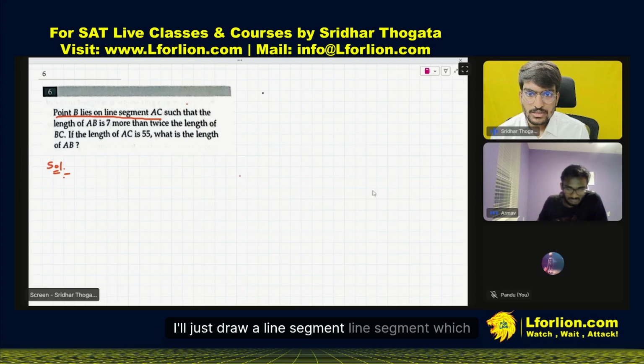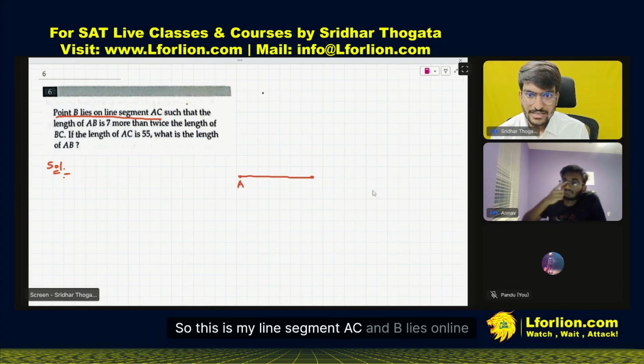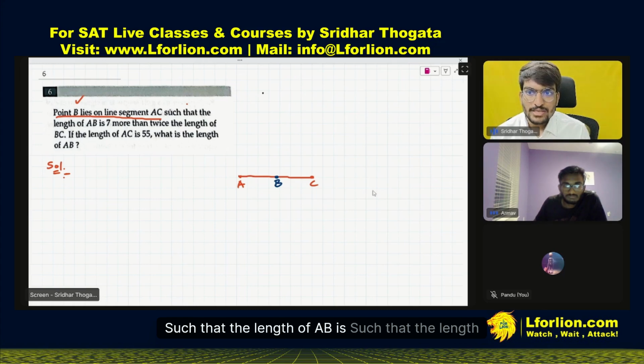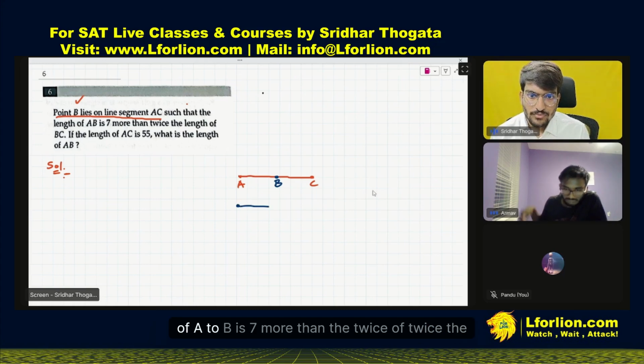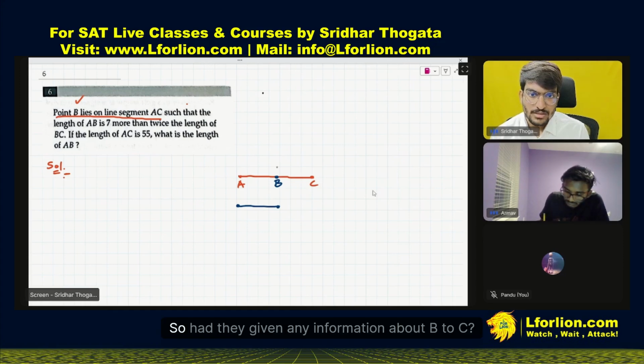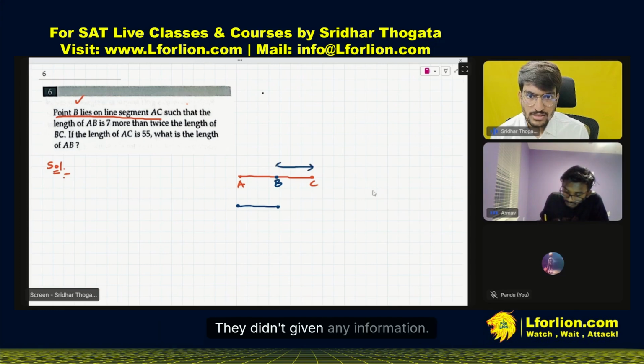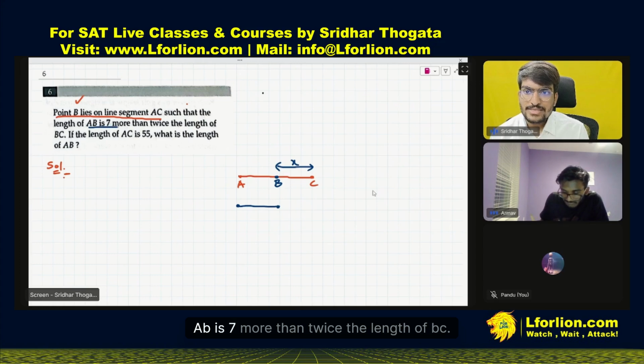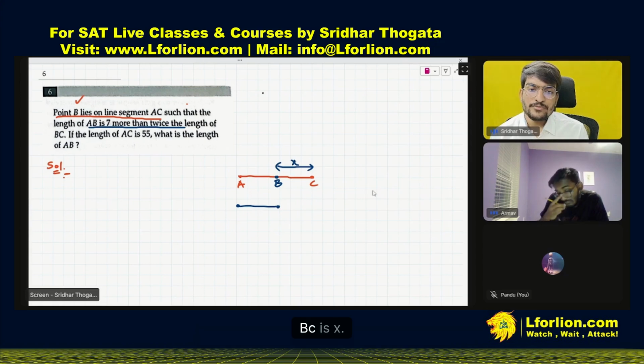Point B lies on line segment AC. I'll just draw a line segment which has 2 endpoints. So this is my line segment AC, and B lies on the line segment. I'll mark B here, such that the length of AB is 7 more than twice the length of BC. Had they given any information about BC? They didn't give any information. We consider BC as X. Then what is AB? AB is 7 more than twice the length of BC. BC is X, AB equals 2X plus 7.